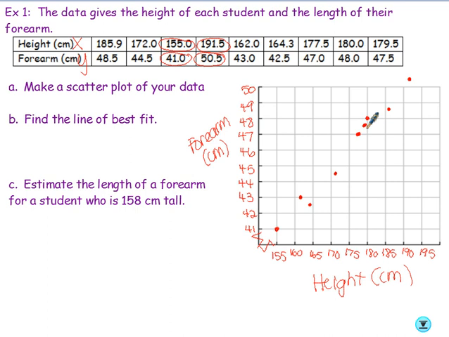So there is your scatter plot. That's the part that you are doing on your own. The rest of it, okay, so we just completed A. In class, we're going to learn how to do B and C together. So that being said, we're going to move on to the next scatter plot.